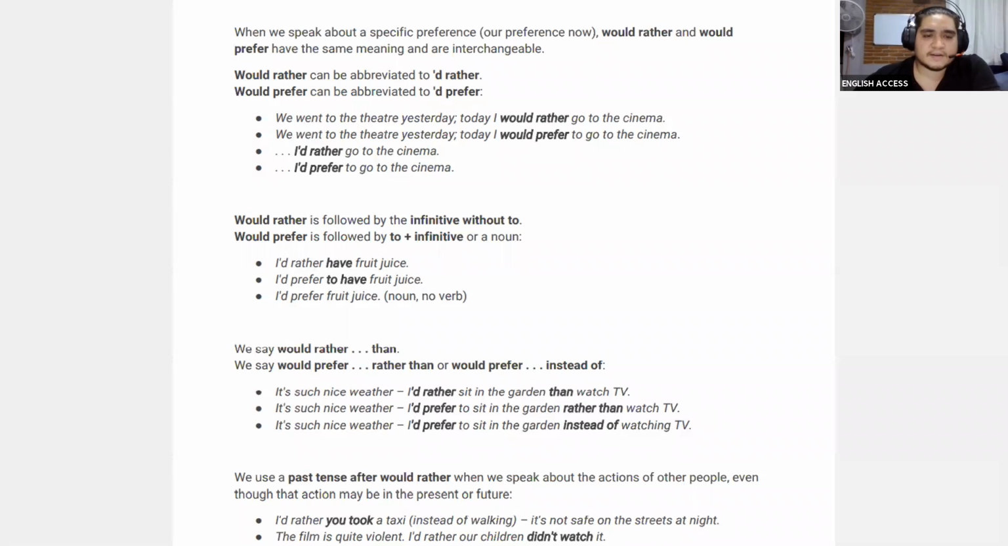And the last one, Karen. I prefer fruit juice. Yes. So prefer can also be followed by a noun, and there's no need to put a preposition in between. It's just I prefer fruit juice. I prefer coffee. I prefer water. Now we say would rather than, and we say would prefer rather than, or would prefer instead of.